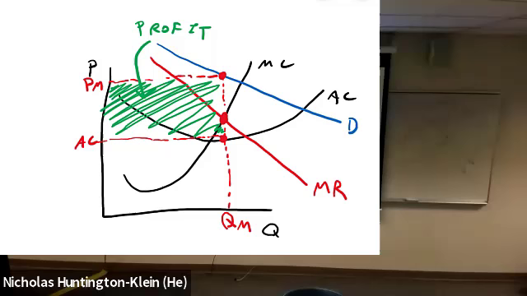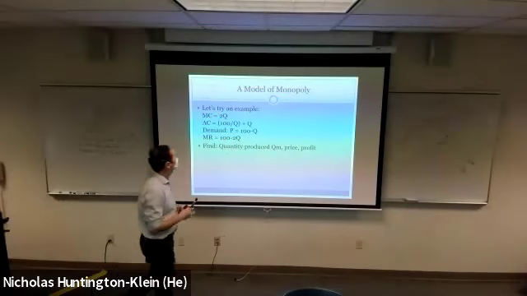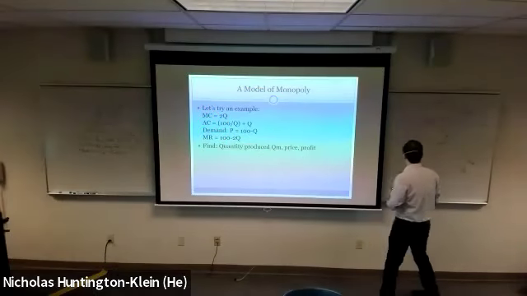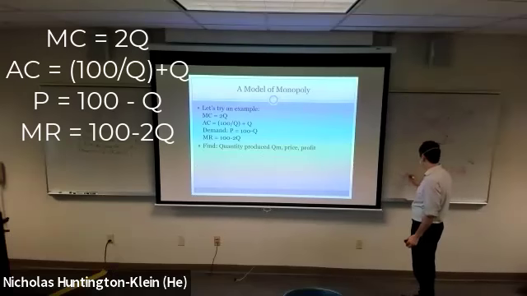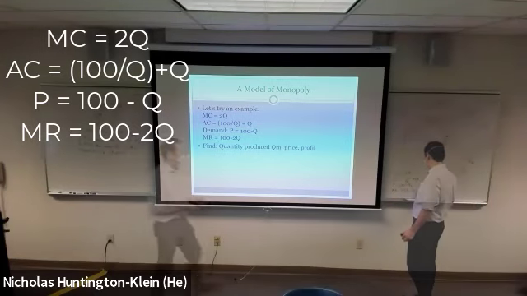Let's do the exact same thing, but we'll use some numbers this time. I'll copy this down, we'll do this on the board. So we have marginal cost is 2Q, average cost is 100 over Q plus Q, demand is price equals 100 minus Q, and marginal revenue is 100 minus 2Q.